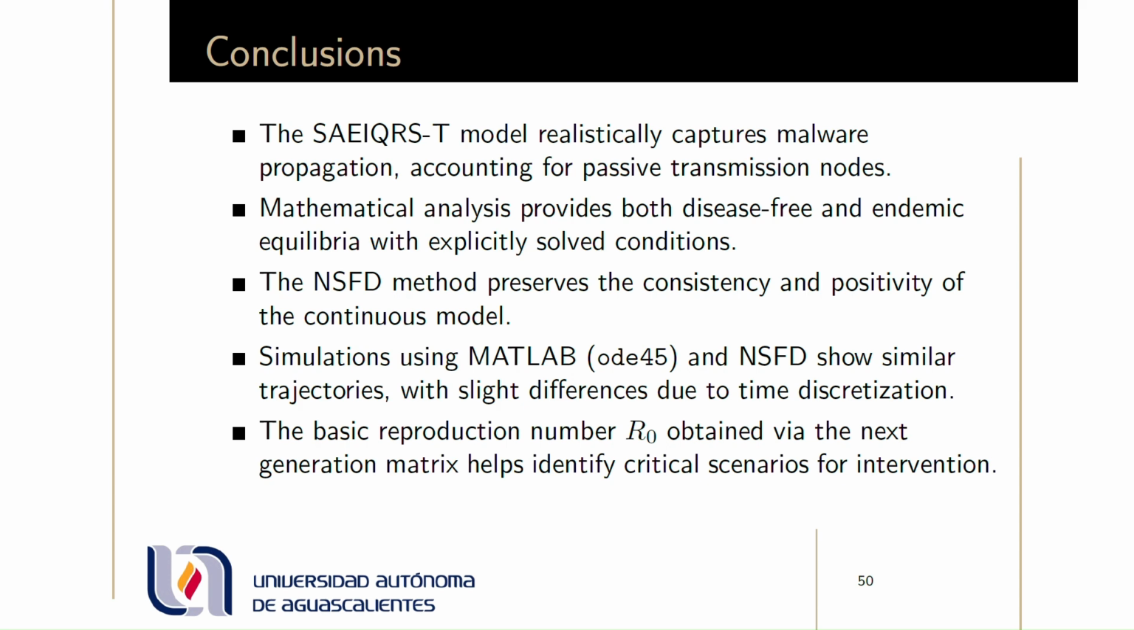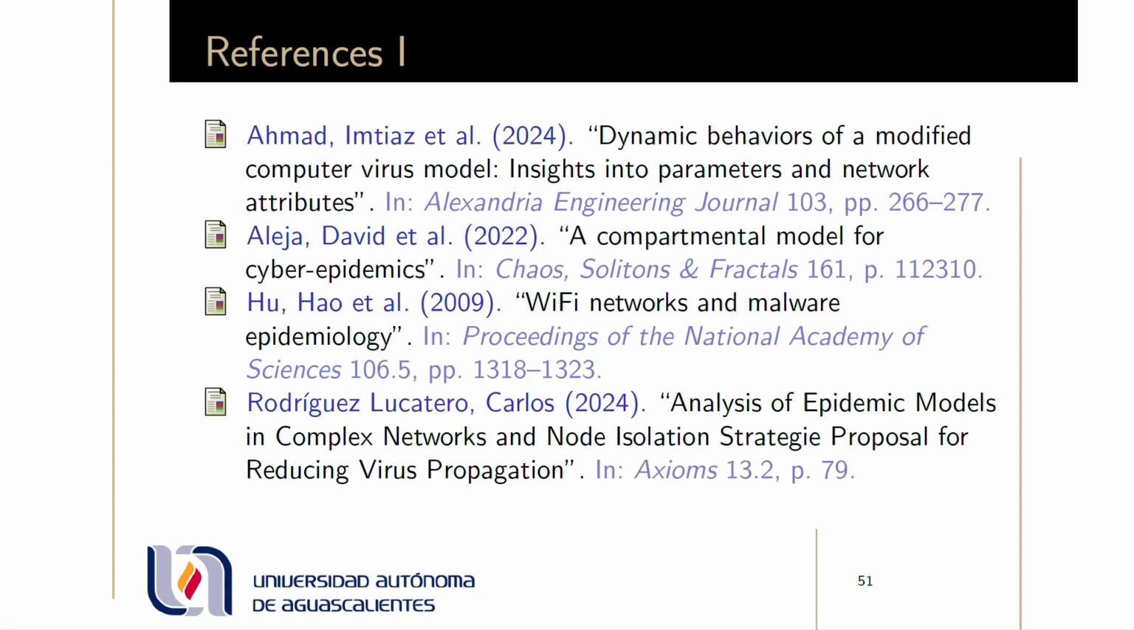The SAEIQRS model is a realistic framework to analyze malware propagation. It includes possible transmission nodes like routers, USB drives, and others. We computed both the disease-free and endemic equilibrium. We calculate the basic reproduction number using the next generation matrix. The NSFD method proved to be stable and consistent. The simulations show how different viruses behave and help us design better containment strategies.